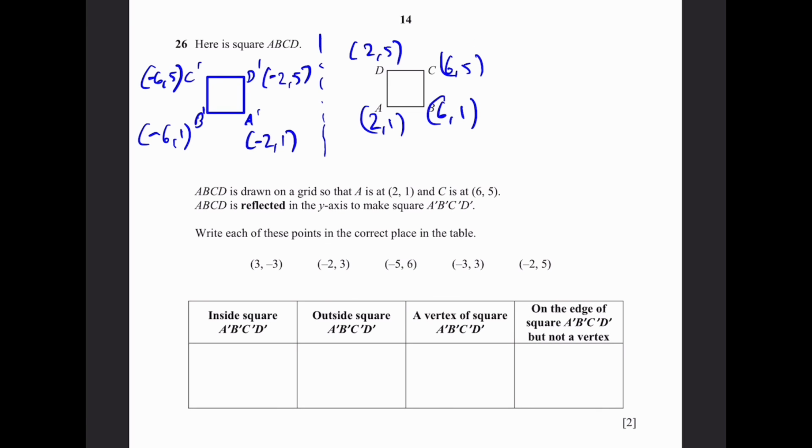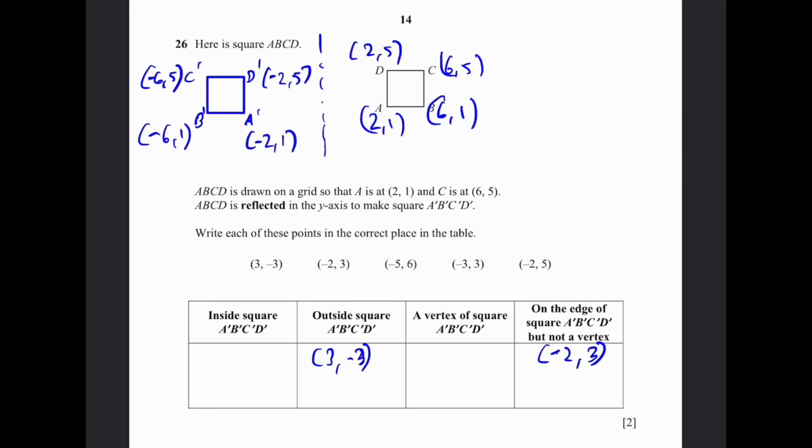Now, 3, minus 3 will be outside the square because all negative y coordinates mean they're outside the square. So, you write 3, minus 3 as outside. Next, minus 2, 3. The y value is in between these two, 1 and 5. So the y value is inside. The x value is minus 2, which means it belongs on this edge AD. So it is in the fourth column here.